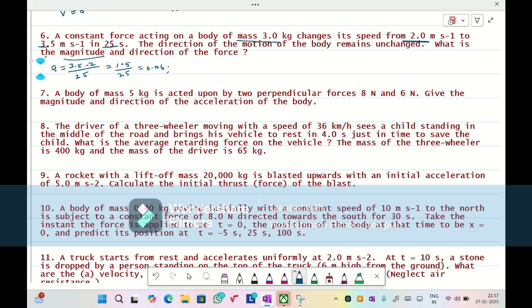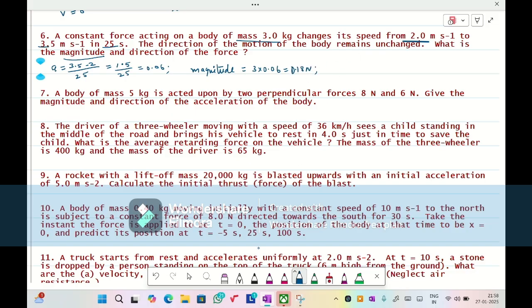So final velocity is increasing, so the force will be in the same direction as velocity. So positive direction only, along the motion. Now the magnitude of force: magnitude is equal to MA. So M is 3 into 0.06, so that equals 0.18 newtons.